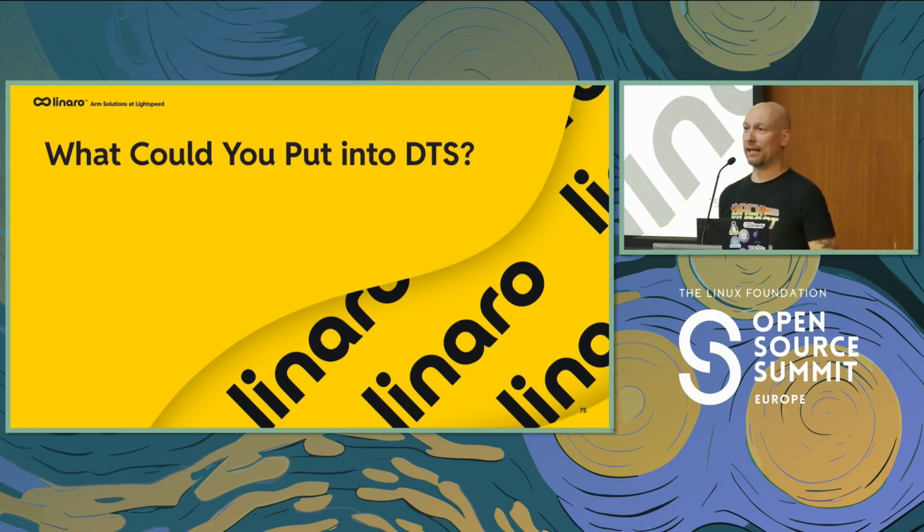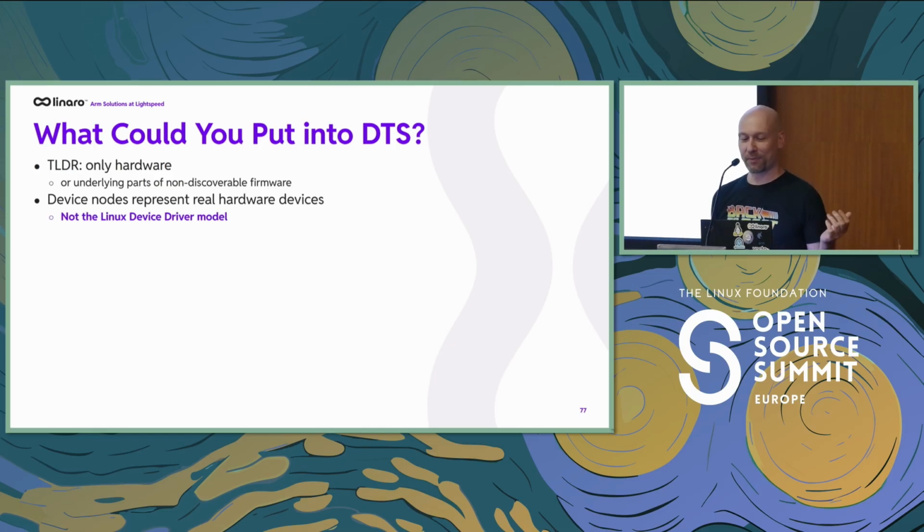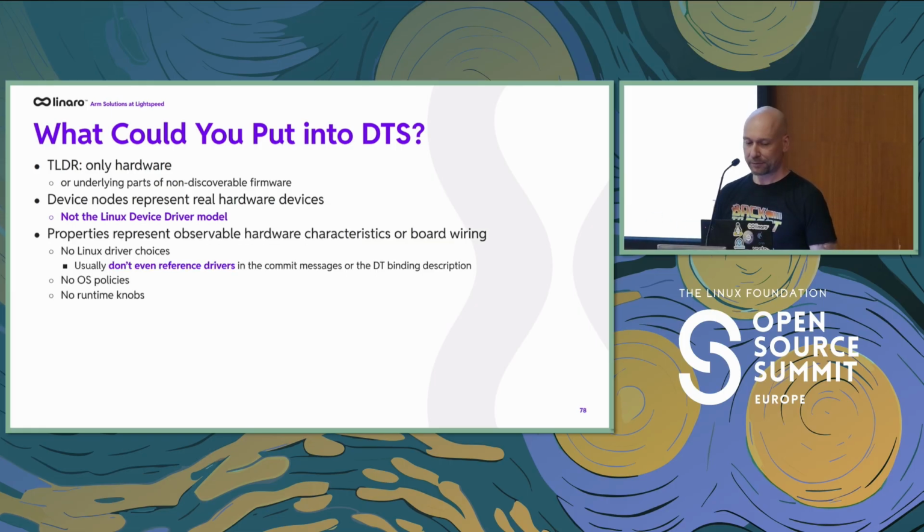Okay, a more important question, and maybe you will help me here. What could we put into the Devicetree bindings and DTS? Well, if you want to shorten everything, then only hardware or firmware-related things, right? So you cannot put the Devicetree model, whatever you have, driver choices. This is not a suitable place for Devicetree, because Devicetree describes the hardware or the firmware. So we also don't want Linux driver choices. We don't want to even reference the drivers. We don't want operating system policies. We don't have runtime knobs. Actually, runtime is even obvious because the Devicetree is static.